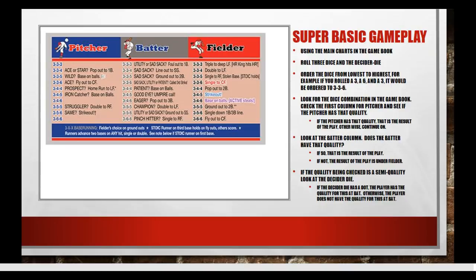And in this example, any ground out is going to result in a fielder's choice. Stoic runner on third is going to hold on flyouts, otherwise score. Runners advance 2 bases on any hit, single or double. However, if it's a historic runner at first base, there are special rules that are noted in another place here in the book. And that's just kind of how that works.